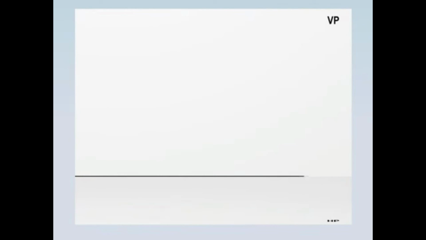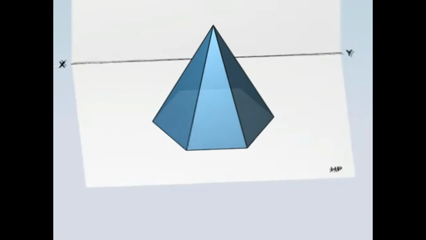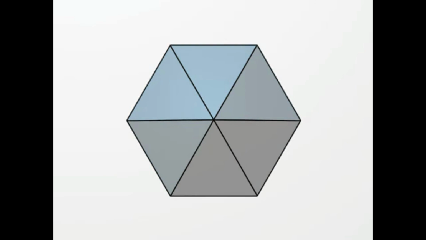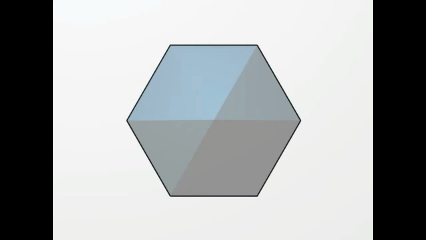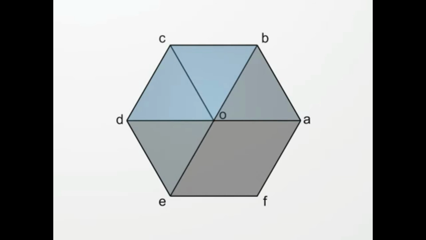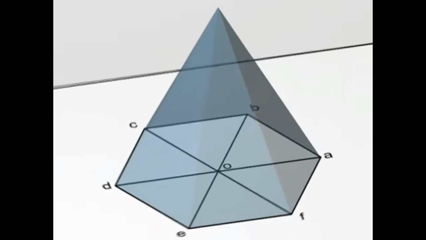First, we will draw the XY line. Now let's start with the top view. Draw a 40 mm hexagon in top view. Label all the points as A, B, C, D, E, F and O and connect all the points to the center O. So now we are ready with the top view.